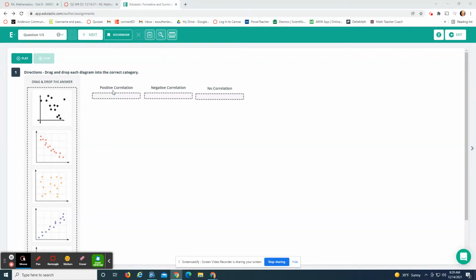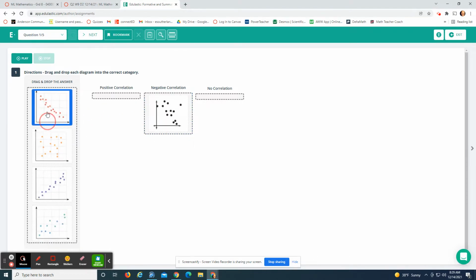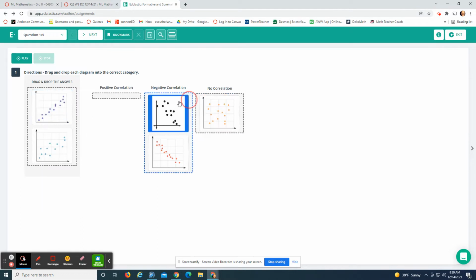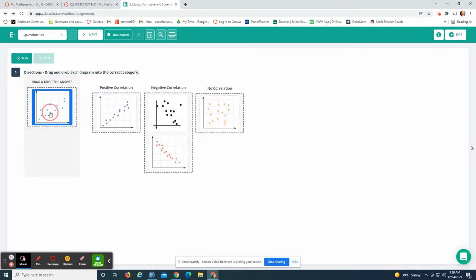You have a choice of positive, negative, or no correlation. If you look at this and ignore this dot here, you can see that this is going down. So this is a negative association. This one is clearly a negative association. This one's no association. It's all over the place. This one's positive. And this one is also positive.